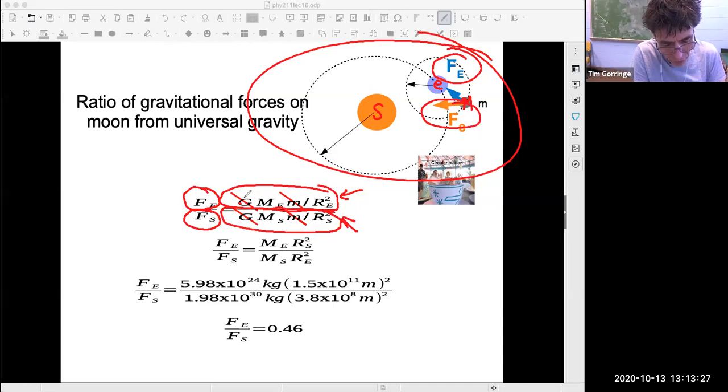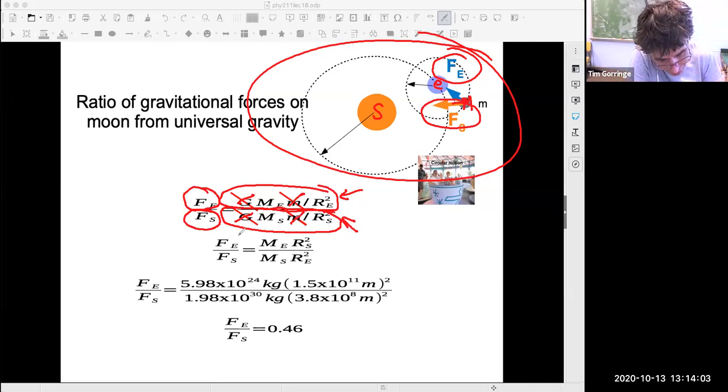So in each universal law of gravity, there's the gravitational constant, then there's the product of the masses, mass of the Earth times mass of moon, mass of sun times mass of moon, and then divided by the square of the distance between either the Earth and the moon or the sun and the moon. Now, when you write it out like that in that ratio, a number of things cancel each other out. We don't need to know them, or substitute them, because they're the same in the numerator and denominator. So the gravitational constants cancel out, and the mass of the moon, which is common to both force evaluations, cancels out.